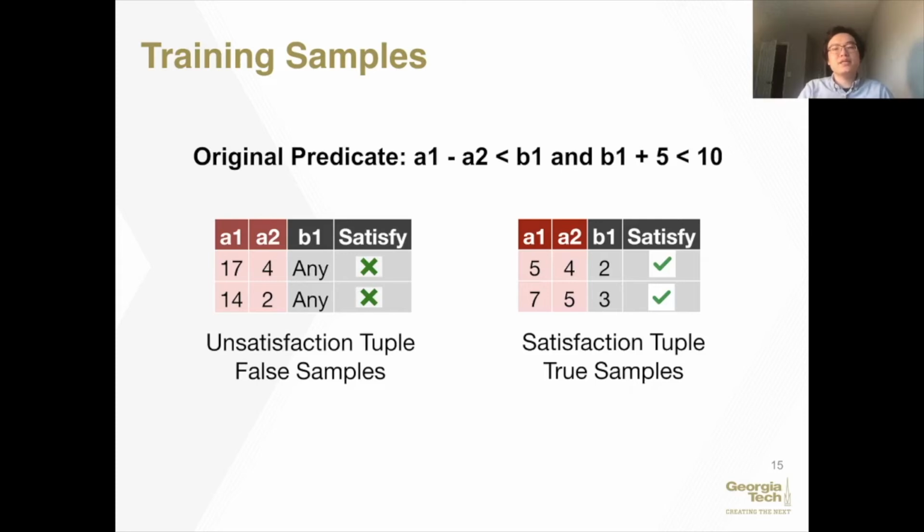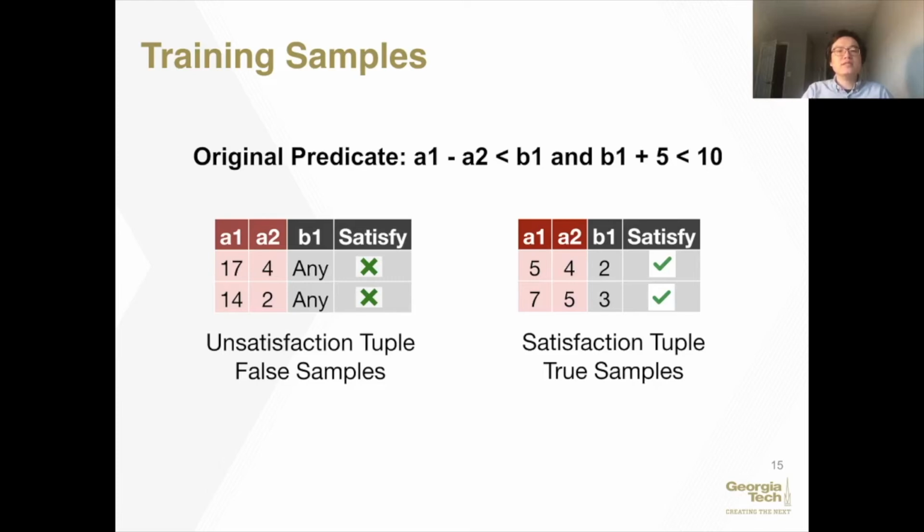Suppose the original predicate is a1 minus a2 less than b1 and b1 plus 5 is less than 0, and we want to generate a predicate that only uses columns a1 and a2. Then we can define what we call an unsatisfaction tuple based on the original predicate and the given columns. As we can see here, if we assign the value 17 to a1 and 4 to a2, then no matter what the value for b1 is, the whole tuple cannot satisfy the original predicate.